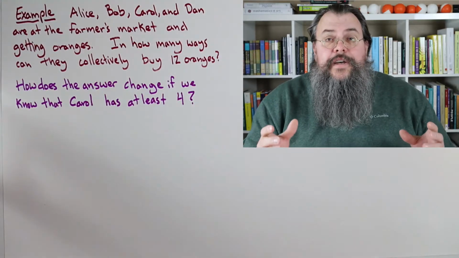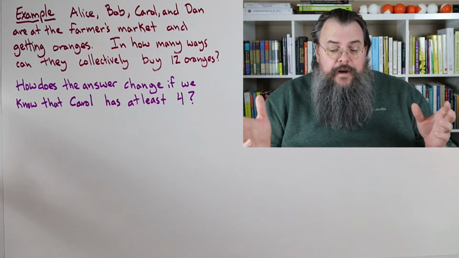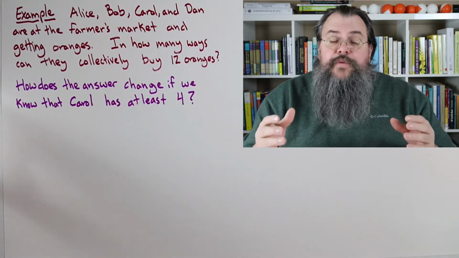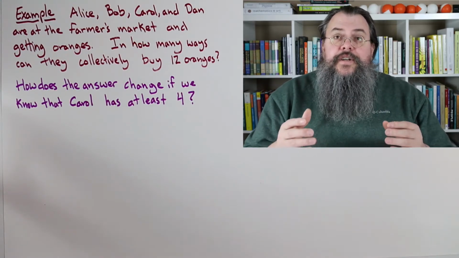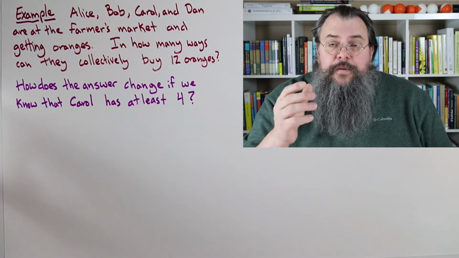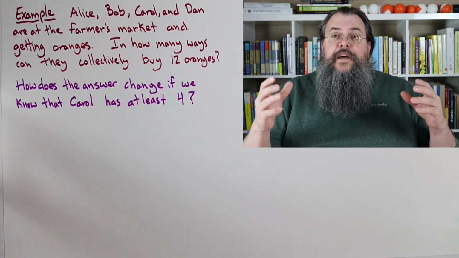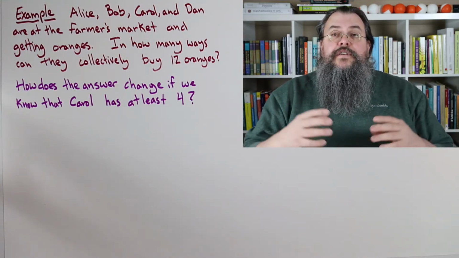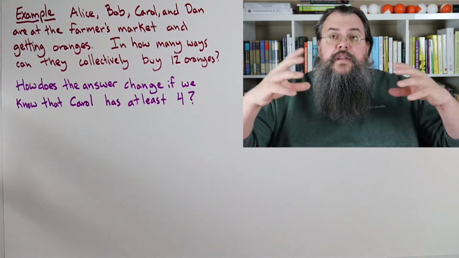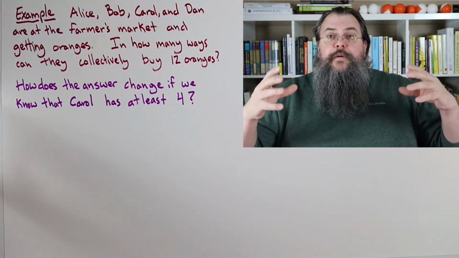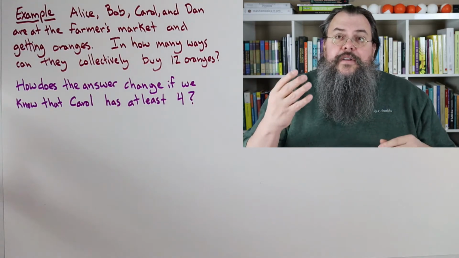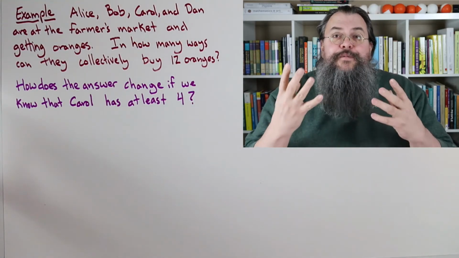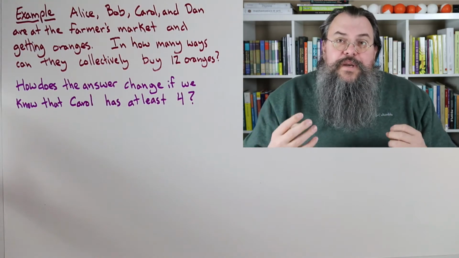So let's try an example. Alice, Bob, Carol, and Dan are at the farmer's market, and they're getting oranges. In how many ways can they collectively buy 12 oranges? So that means that among these 4 people, they bought a total of 12 oranges. And now notice there are 4 distinct people. They have names. These aren't just random people.